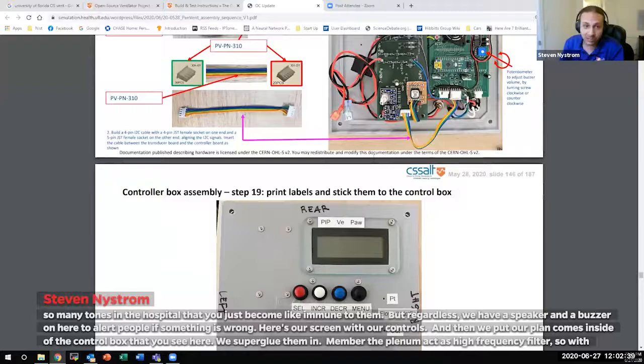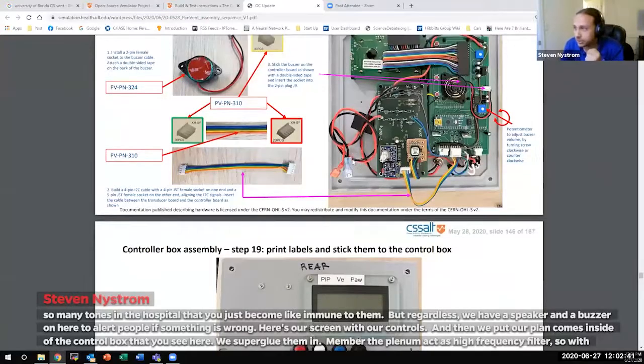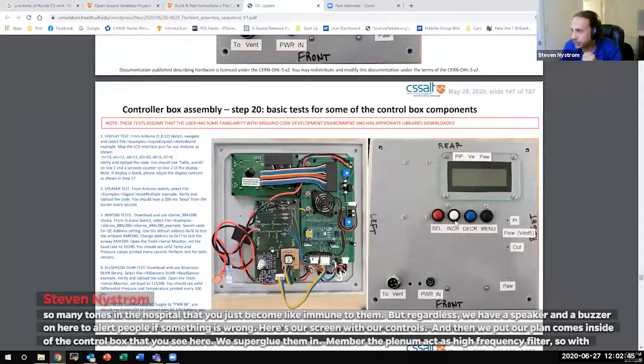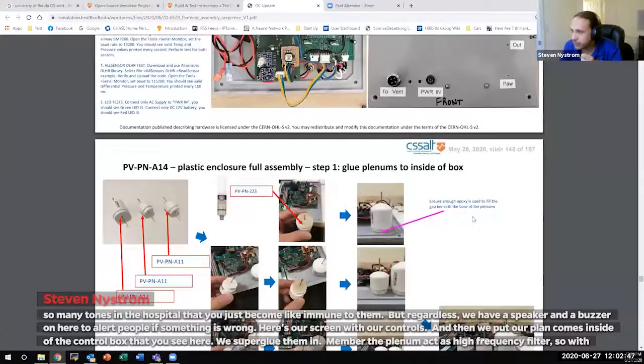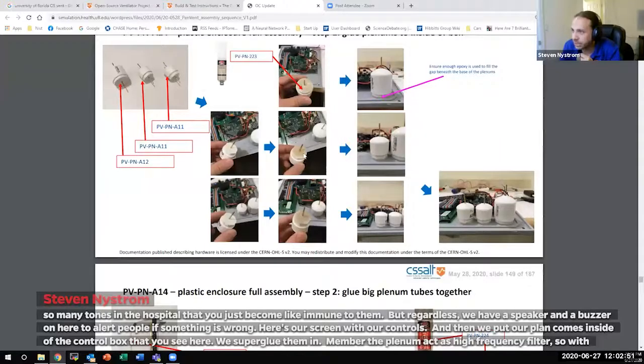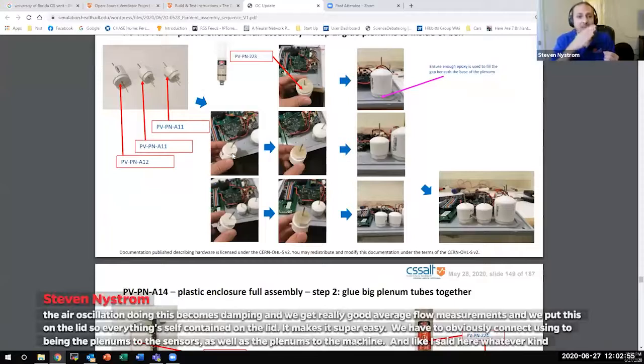But regardless, we have a speaker and a buzzer on here to alert people if something is wrong. Here's our screen with our controls. And then we put our plenums inside of the control box. So you see here, we super glue them in. Remember, the plenums act as high frequency filters. So with the air oscillation, it becomes dampened, and then we get really good average flow measurements.